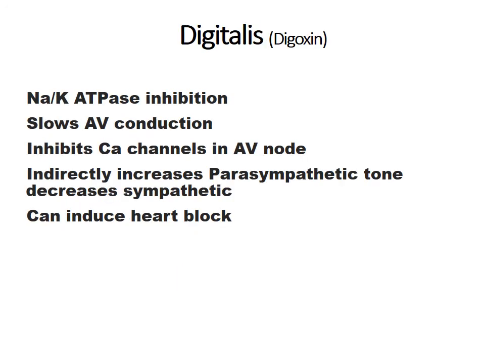Another miscellaneous antiarrhythmic will be digitalis, otherwise known as digoxin. We talked about this previously, how it works as a sodium-potassium ATPase inhibitor. Here you'll see it working to slow AV conduction, inhibiting some of those calcium channels in the AV node, and, like we said for CHF, increasing parasympathetic tone and decreasing sympathetic tone. Frequently you're not using it as an antiarrhythmic specifically, but more for those neurohormonal effects on the nervous system.